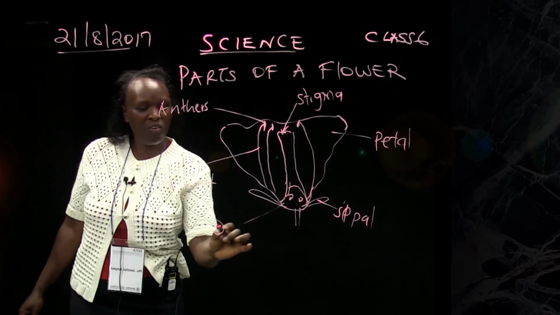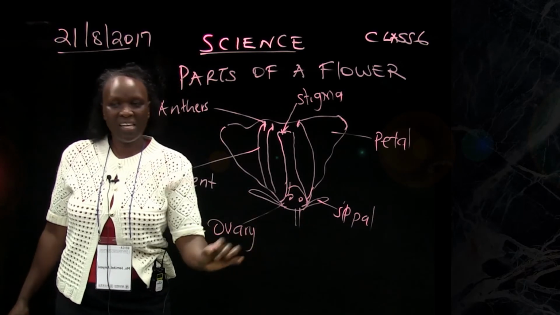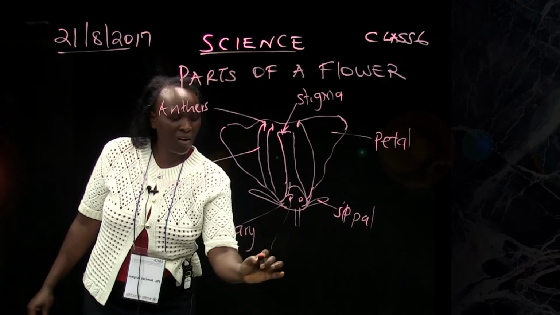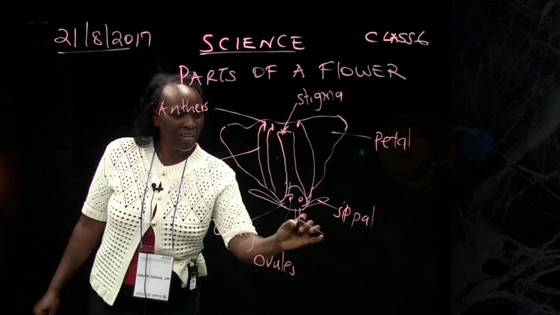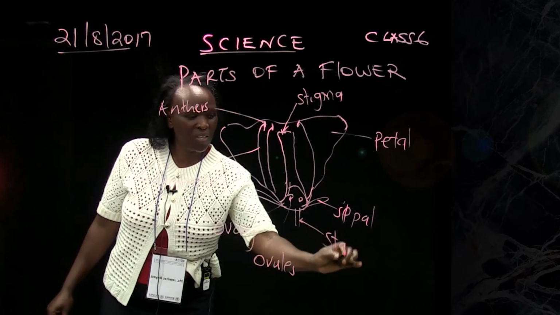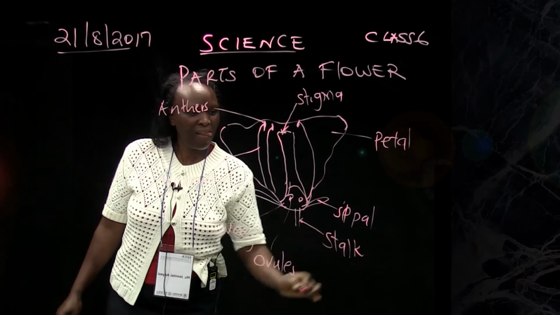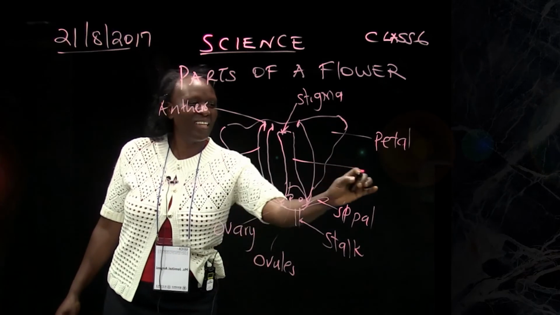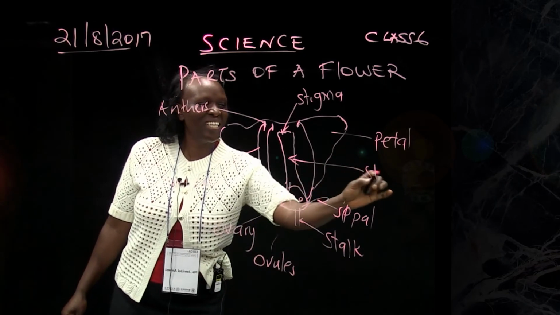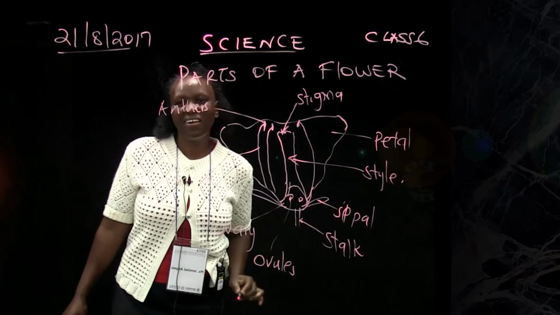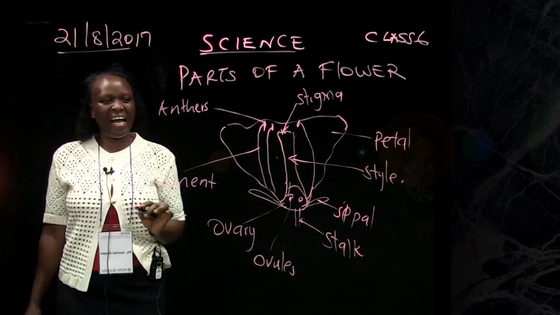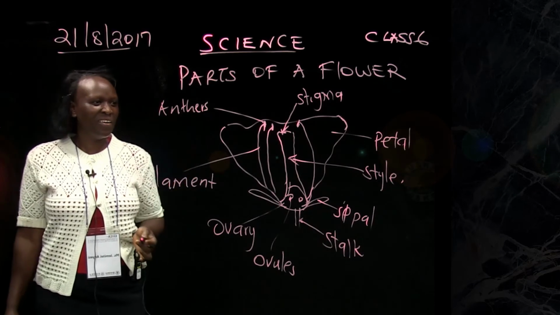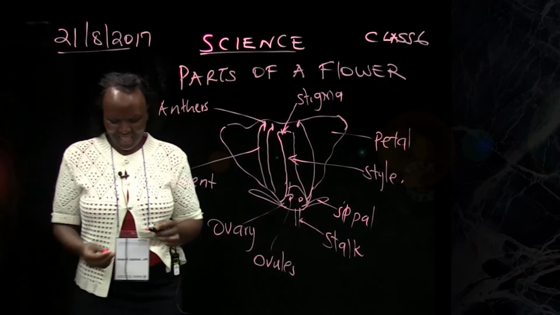Then we have the ovary. Inside the ovary, we have the ovules. And then this last part is the stalk. Then the last part here is the style. So I want you to draw this flower, and you can color it, give it red, yellow, or pink.